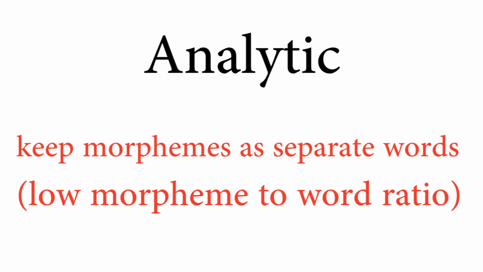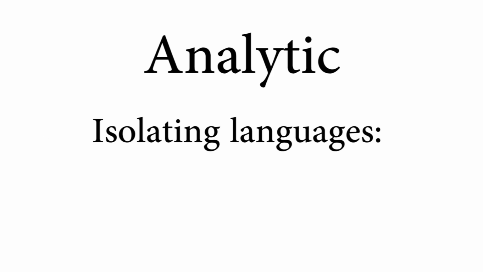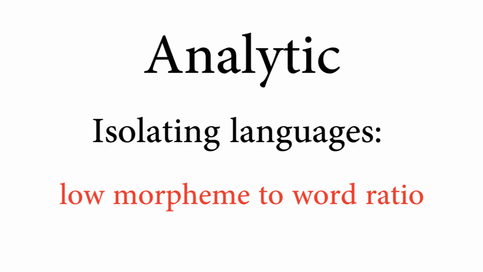To summarize, languages fall into two categories when we talk about morphology: analytic and synthetic. Analytic denotes a low morpheme-to-word ratio and little inflection. Synthetic denotes a high morpheme-to-word ratio and lots of inflection. Within analytic, we have isolating languages. Isolating languages have a low morpheme-to-word ratio. Often, morphemes are isolated into standalone words to represent meaning.